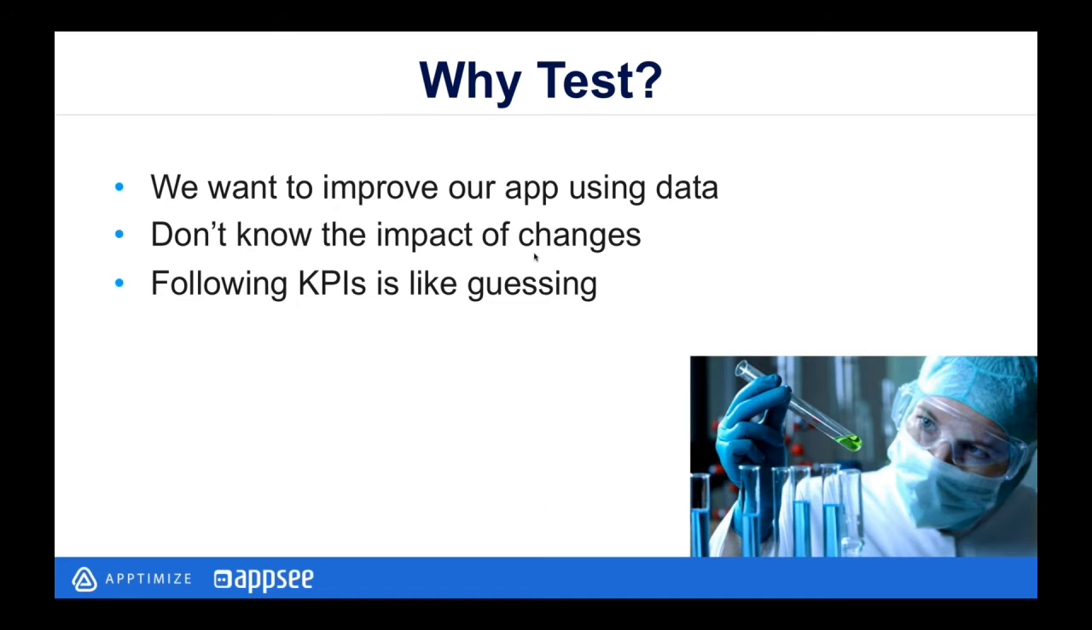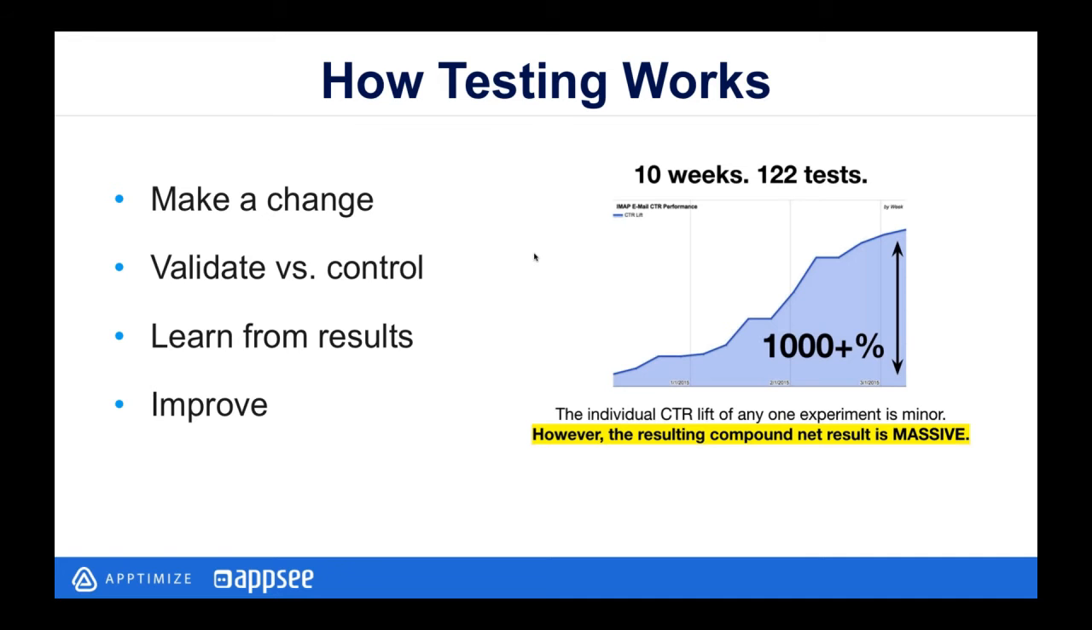So why do you want to test? We really want to test to improve our apps using data. Otherwise, you're not going to know the impact of your changes, and you're just going to follow KPIs and hope that the metrics increase. But what testing allows you to do is draw a direct cause and effect relationship between a change you make in your app and its effects on your user behavior.